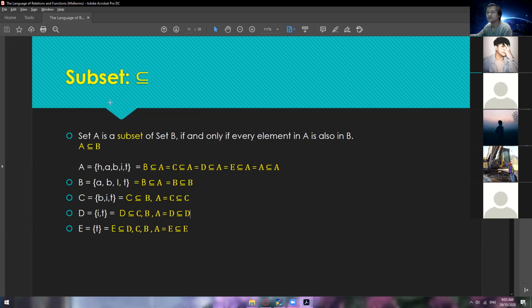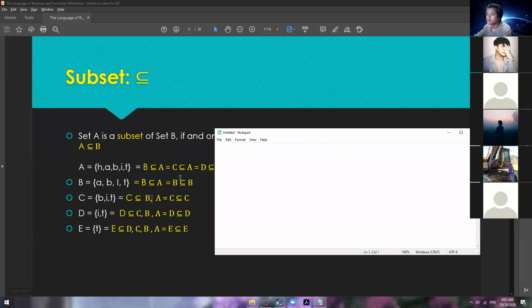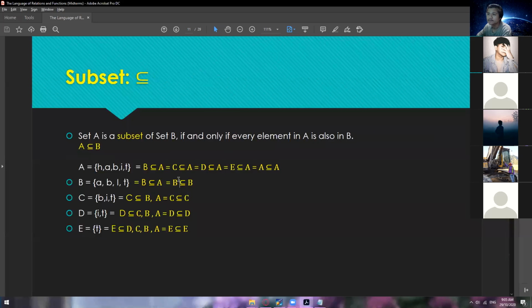Anyway, moving on. I hope naintindihan nyo talaga itong subset. Ano yan, Mr. May? Sir, para mas clarification po sa kanila, may other examples po ba kayo ulit dyan? Alright. I think wala na dito eh.